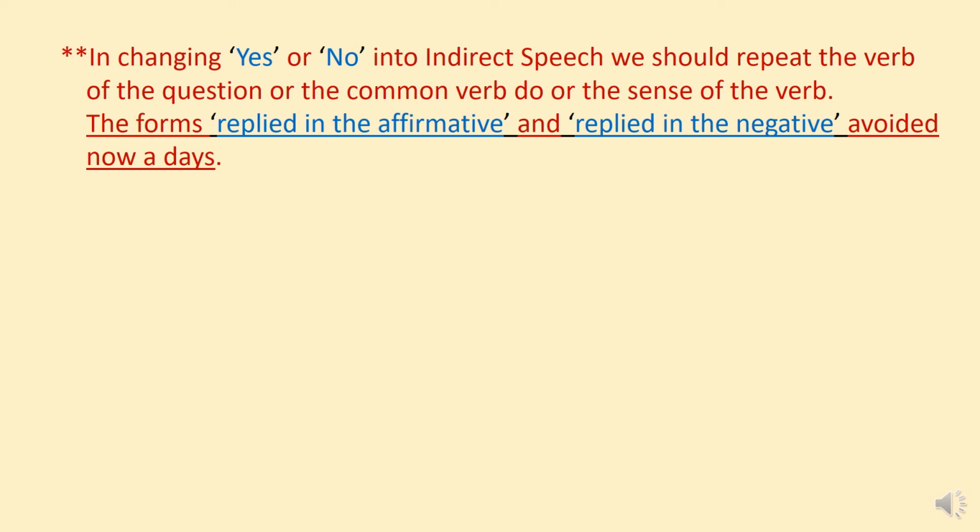Students, there is a note for you. In changing yes or no into indirect speech, we should repeat the verb of the question or the common verb, do, or the sense of the verb. The forms of replied in the affirmative and replied in the negative are avoided nowadays.